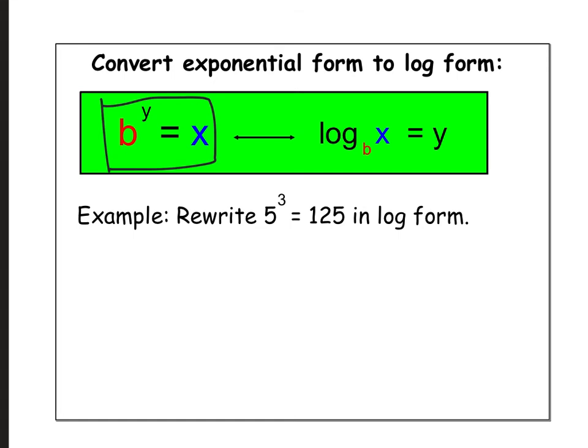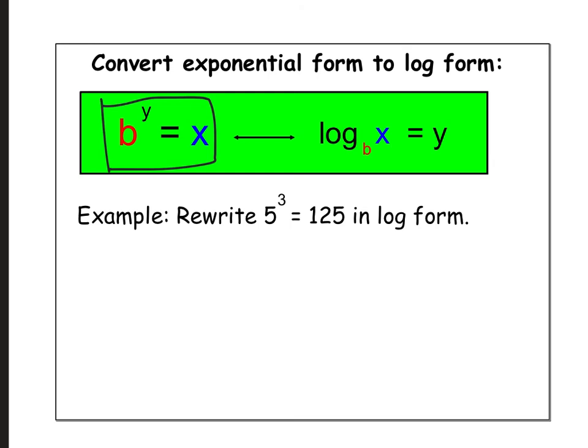When you write something in log form, you're going to put a base. That lowercase b is actually a subscript. It's written lower and kind of smaller. This right here is not b to the x power. The x is in line with the log, and the b is a subscript written lower. So just make sure you're clear on that.